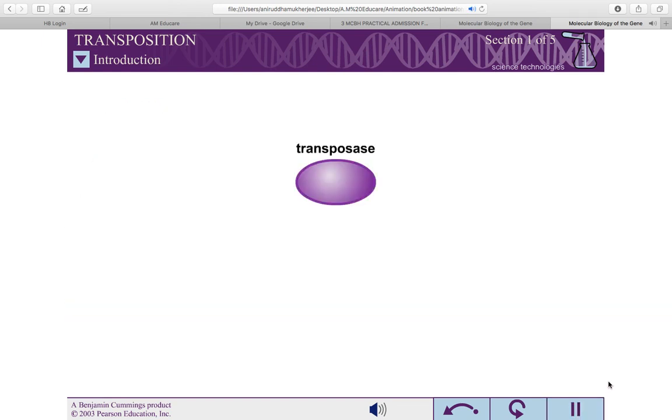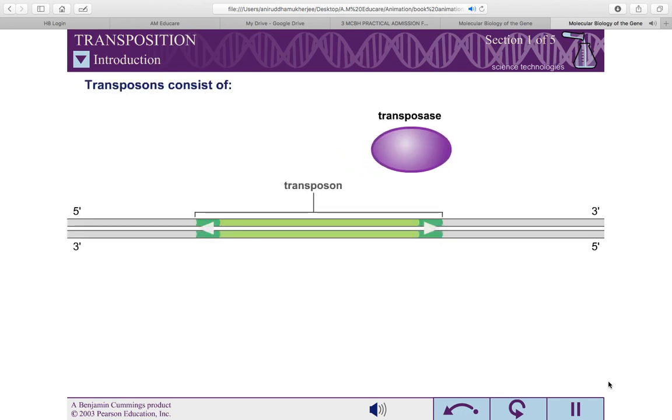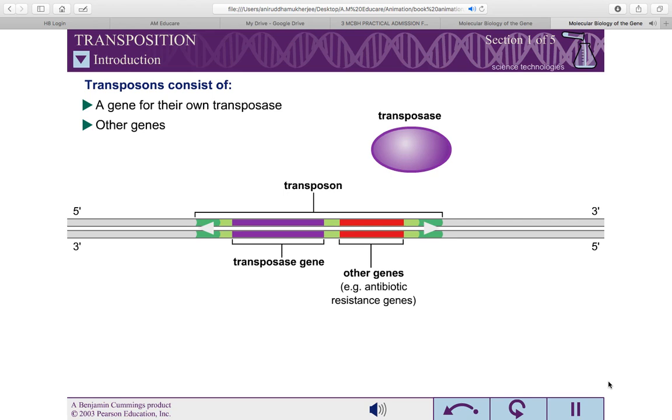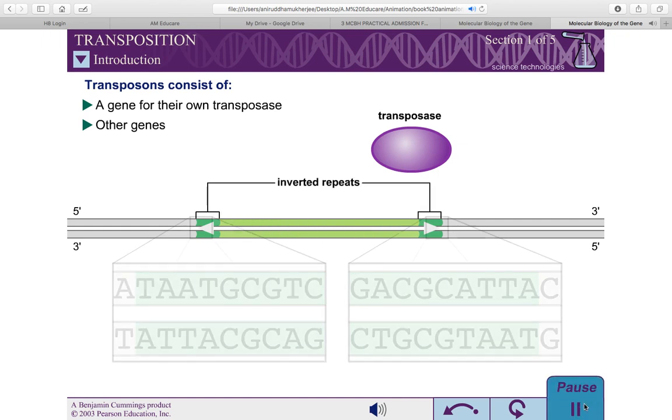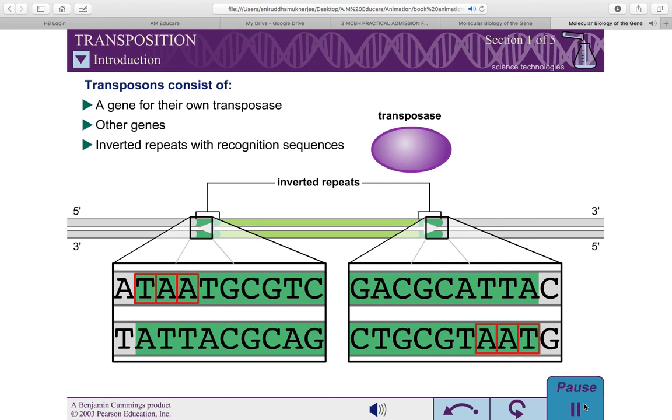The recombinases responsible for transposition are usually called transposases. Transposons carry a gene encoding their own transposase. Transposons may carry a few additional genes as well. For example, many bacterial transposons carry genes for antibiotic resistance. The very ends of a transposon's DNA are arranged as inverted repeats. These inverted repeats range from about 25 to a few hundred base pairs and carry the recognition sequences for transposase binding.